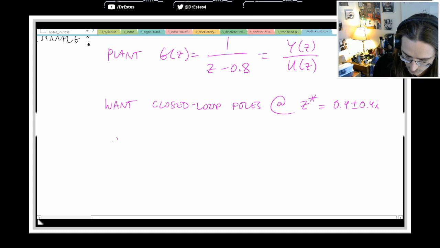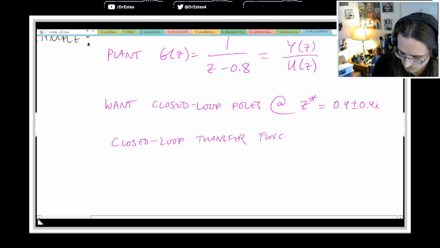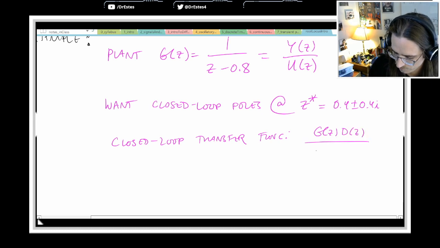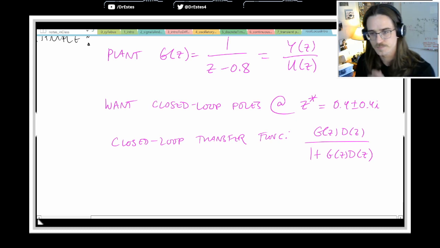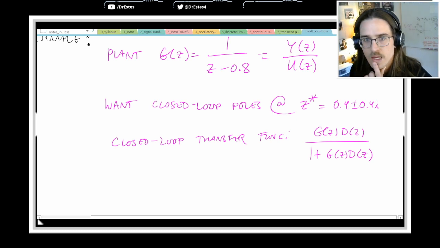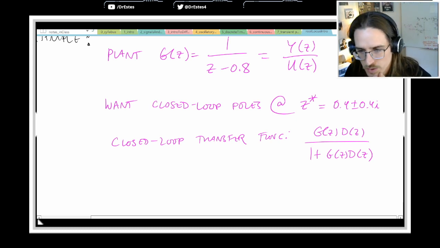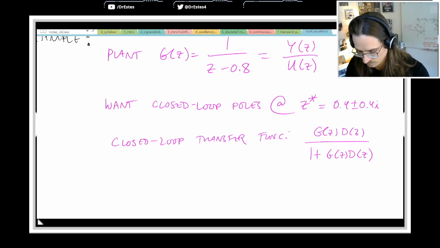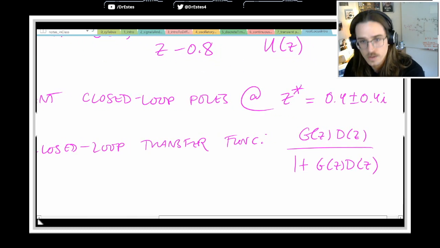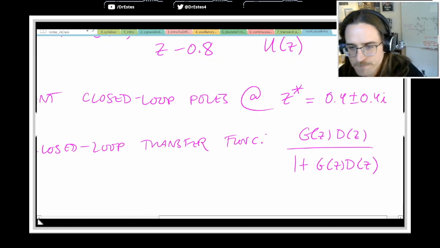All right, so our closed loop transfer function, remember, it just looks like G of z times D of z over 1 plus G of z times D of z. Is that a 0.9 or a 0.4? It's a 0.4.